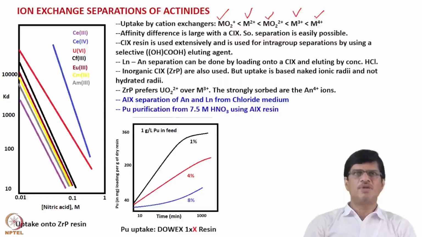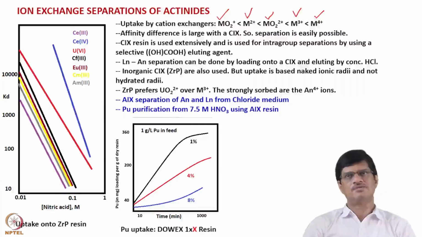So as some examples I want to give for these organic cation exchange reagents, I have already given the intragroup separation. Also, lanthanide actinide separation can be done by loading the lanthanide and actinide ions onto a cationic ion exchange reagent and eluting by concentrated hydrochloric acid. Better results have been obtained by taking an ethanolic solution of this hydrochloric acid, which also gives better separation of these lanthanides and actinides.